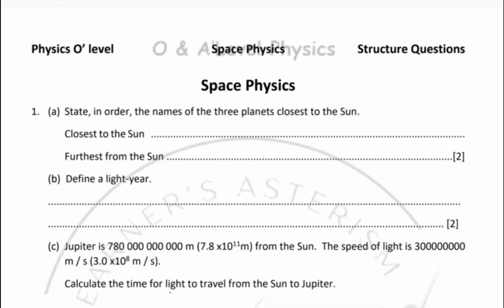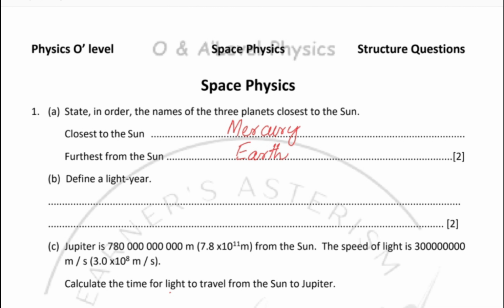The statement of the question number 1 part A is state in order the name of the 3 planets closest to the sun. As we know that the first three planets which are close to the sun are Mercury, then number 2 is Venus, and number 3 is Earth. The part A is first we have to write the name of the planet closest to the sun, which one is a Mercury, and the farthest from these 3 planets from the sun is our Earth. So our answer is Mercury and Earth.